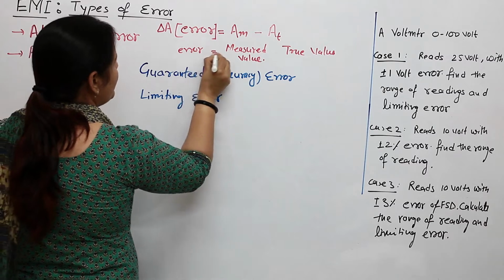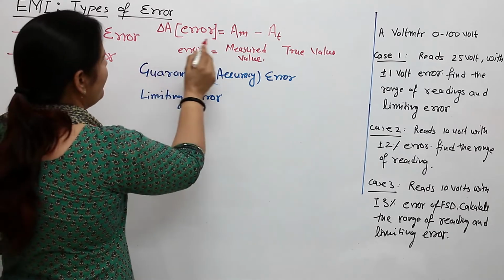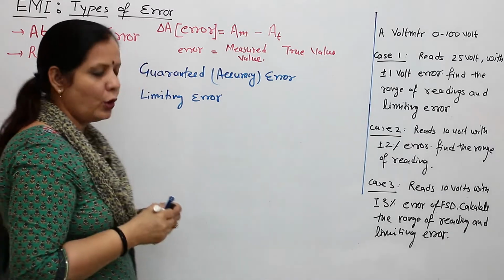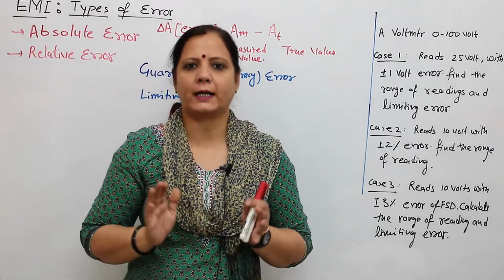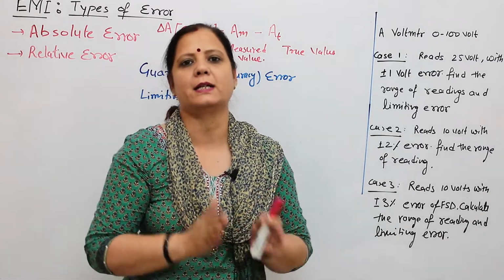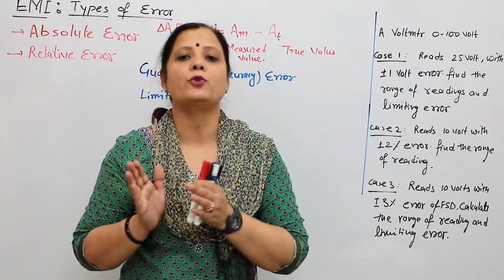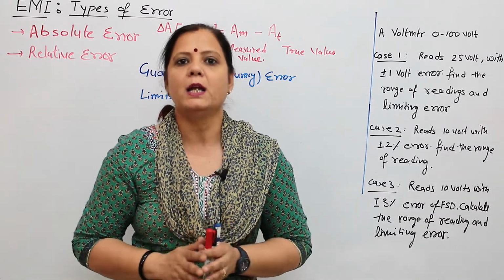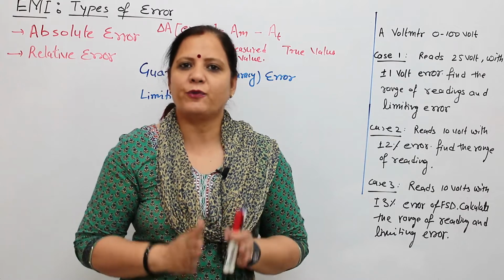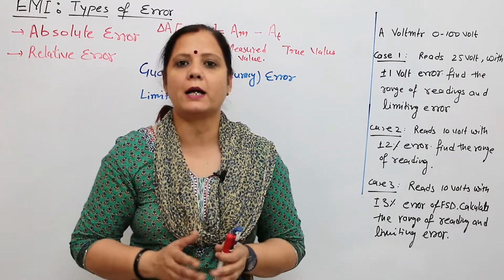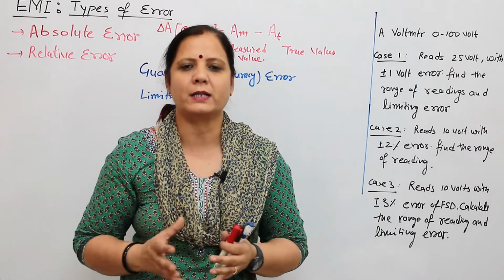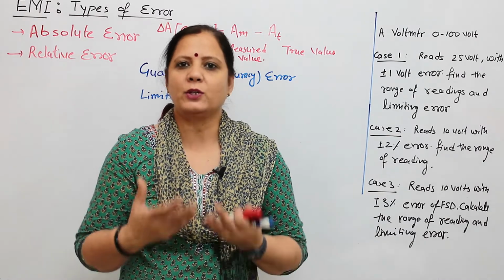In some textbooks you can find that error is defined as true minus measured value. So there is no need to get confused about whether error is measured minus true or true minus measured. Basically, in a general description we simply define the error as the difference between the measured value that our instrument is reflecting to us and the true value of the quantity that we are aiming to measure.